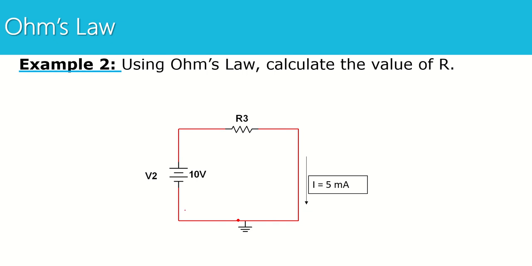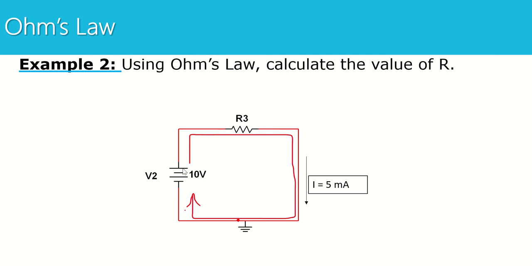Let's look at another example. In this one, I have a voltage source, I have a resistor R3, and I don't know how much resistance it has, and I have a current of 5 milliamps. We're going to use Ohm's law to calculate the value of R. First thing I know is the current flows this way, clockwise.